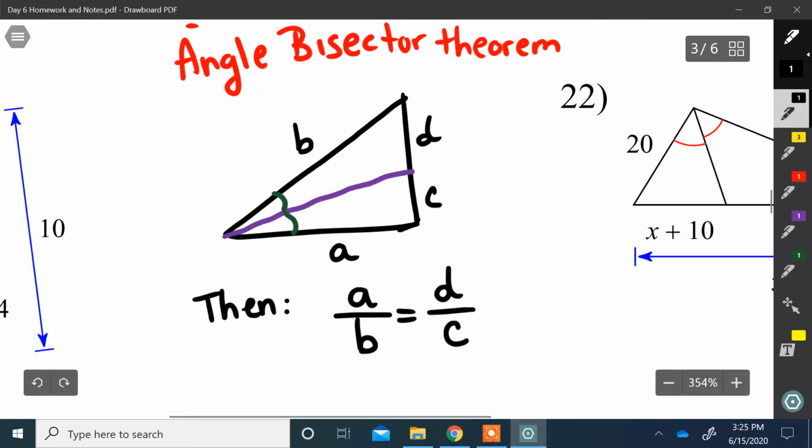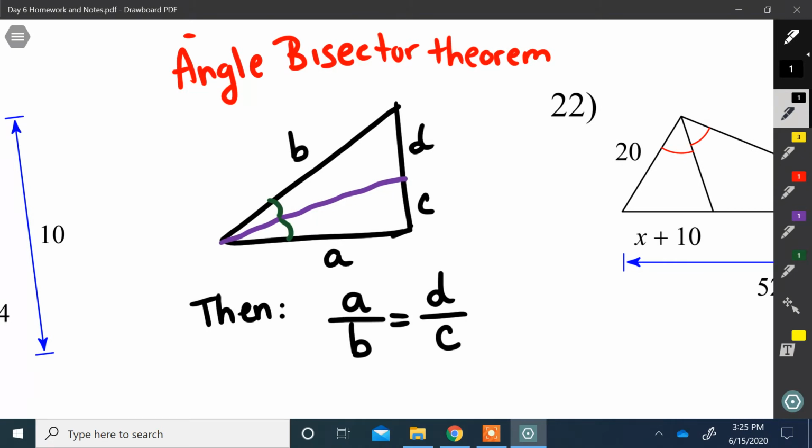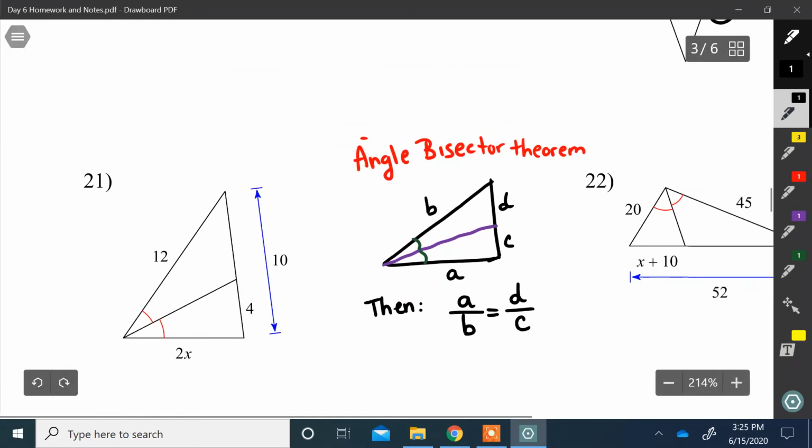Okay, so here's my angle bisector theorem. That's what you have to know. I didn't want to create a whole PowerPoint in order to say that. So let's go ahead and put that into practice.